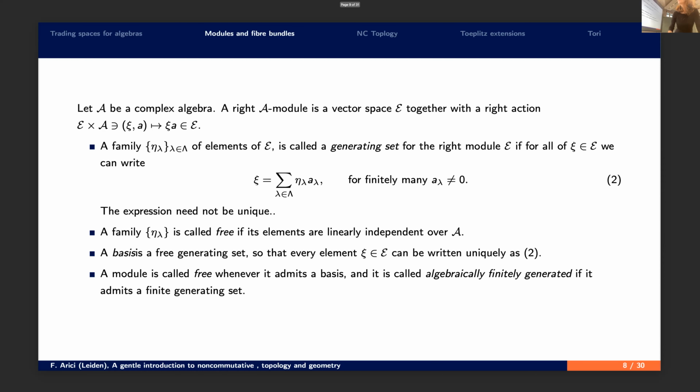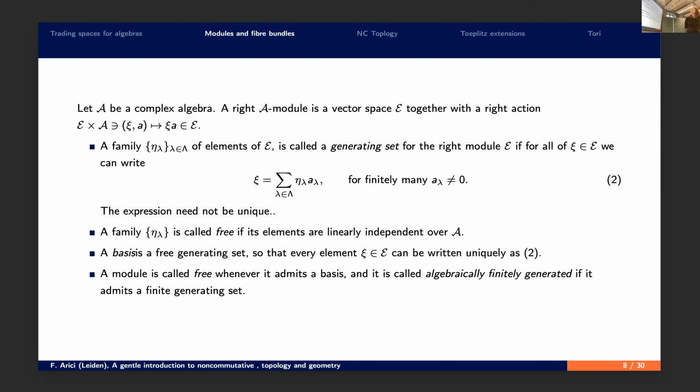Okay, so the other part in the dictionary was the connection between modules and fiber bundles. I should also say modules and vector bundles. That will be the only part that I will focus on today. So I'll just recall some basic notions from the theory of modules over algebras. There's no analysis here yet.